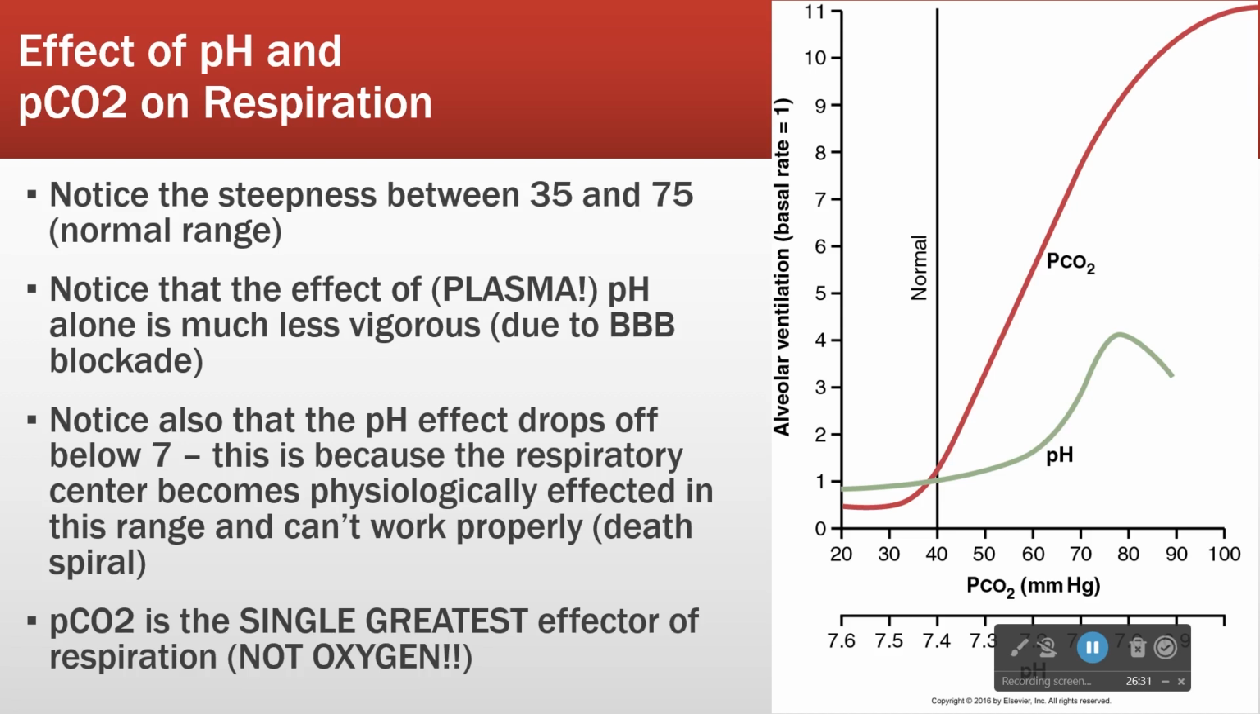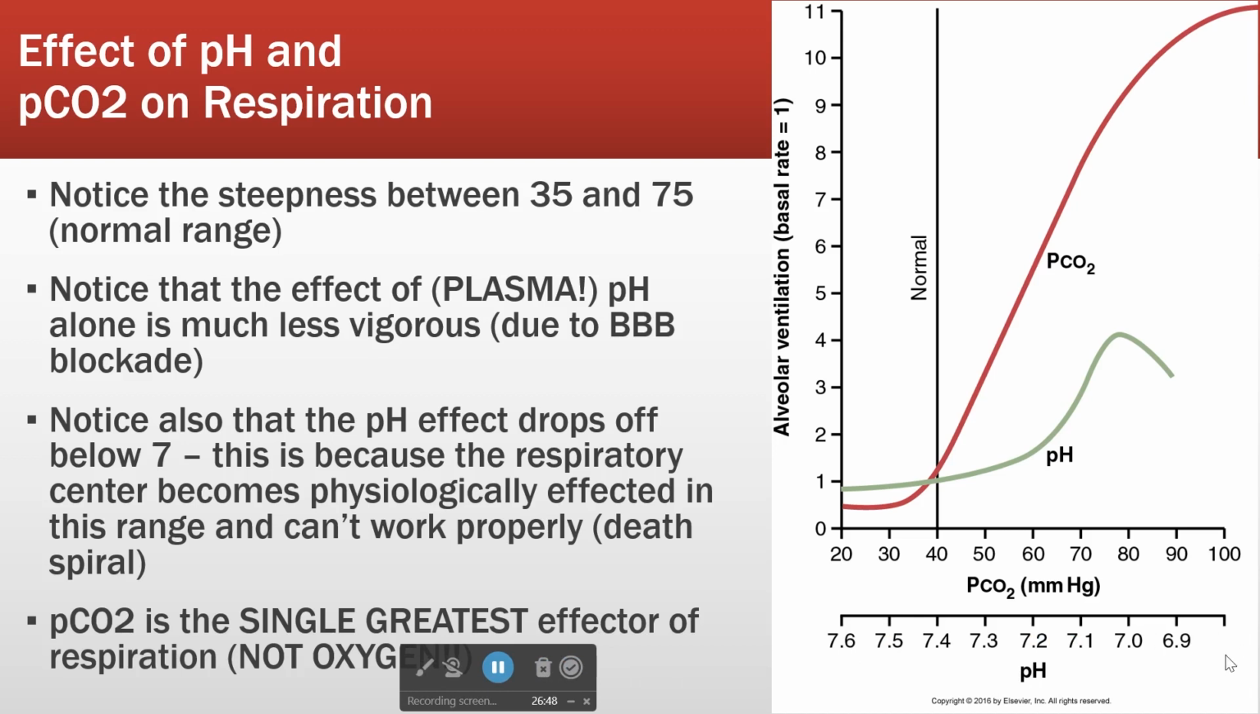Now, the pH line, you'll see, follows a similar sort of pattern. Here, let me move my pointer so we can see this correctly. Look, this goes backwards. You see that? On the pH line, high is over here, low is over here. So at a high pH, in other words a basic pH, our minute ventilation is very low, because essentially what we have here is a metabolic alkalosis. So we're breathing much less.